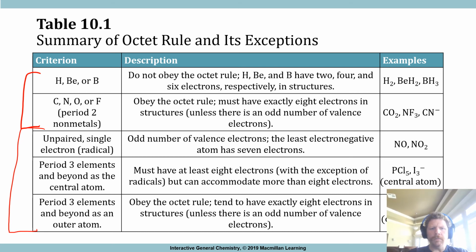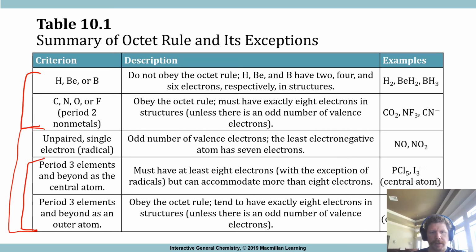So I'll bring you down to this, period 3 elements and beyond as the central atom, or period 3 elements and beyond as an outer atom. Essentially, your mechanism to check this and to reconcile this is to use formal charges and be able to calculate formal charges.